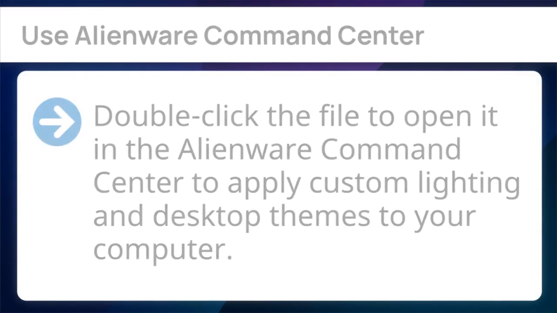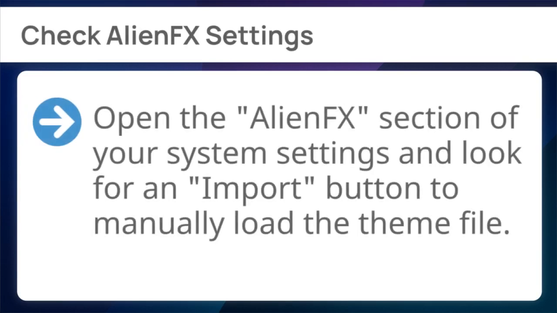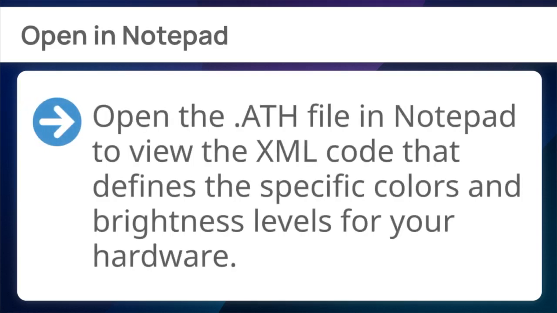Next, check AlienFX settings. Open the AlienFX section of your system settings and look for an Import button to manually load the theme file. Finally, open in Notepad. Open the ATH file in Notepad to view the XML code that defines the specific colors and brightness levels for your hardware.